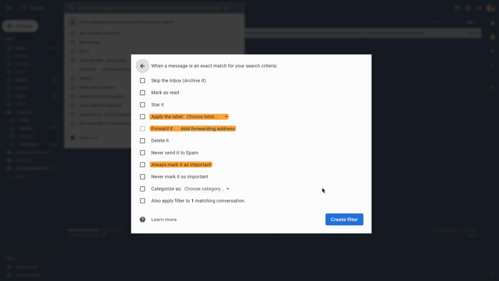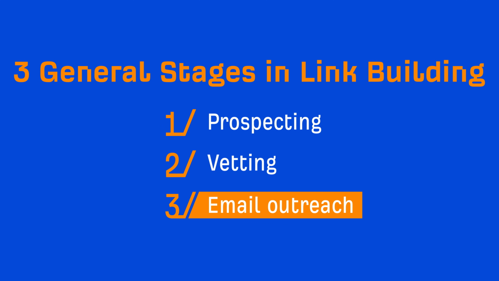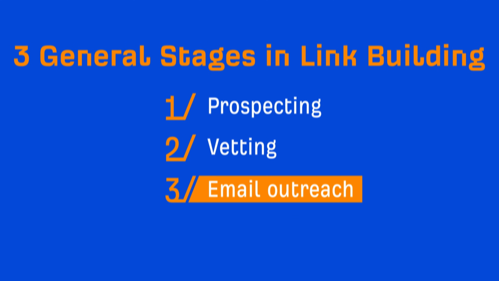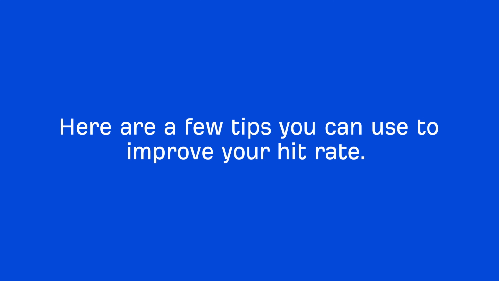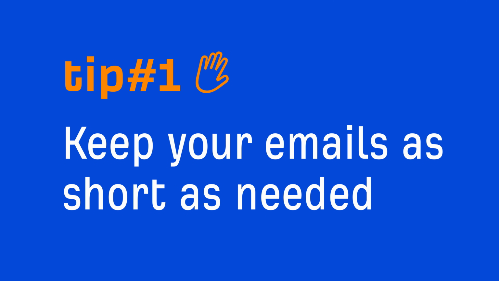Now, as for the email outreach part, HARO gives you an email address, which will then be forwarded to the journalist. So just respond to the given email address and write your response. Now, obviously, you're not going to be the only person emailing the journalist. So here are a few tips you can use to improve your hit rate. Number 1, keep your emails as short as needed.